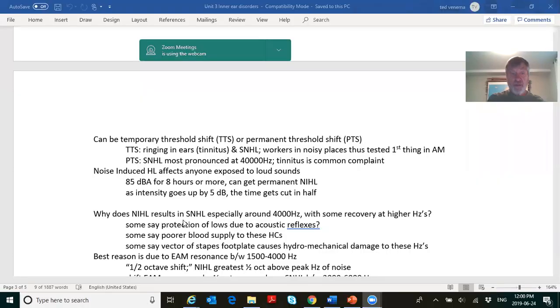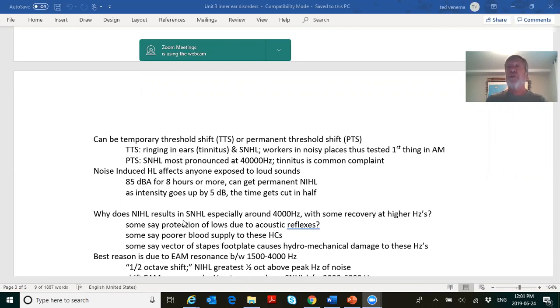It takes into account our uneven hearing across the frequencies. Enough on that. Share screen. Put a star by this because it's on the test. Okay? 85 dBA for 8 hours or more causes permanent noise-induced hearing loss. As the intensity goes up by 5, the allowed time gets cut in half. Some states say as the intensity goes up by 3, the time gets cut in half. But for the sake of this class, just know this.